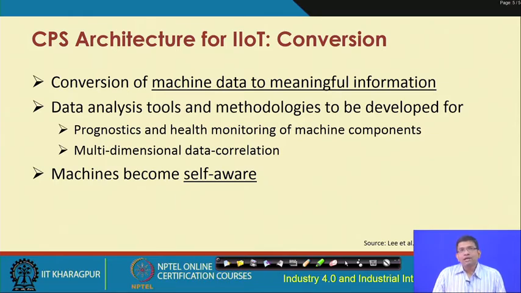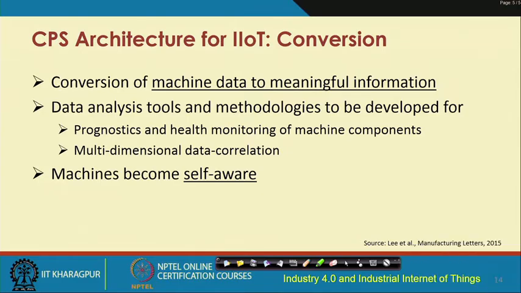Conversion, by this term we are talking about the conversion of machine data to some information that can be made meaningful and useful. So, data analysis tools and methodologies can be developed for the prognostics and health monitoring of different components, different parts of the machines, and for multidimensional data collection and data correlation analysis. Basically, these machines would be made smarter, they would be made self-aware.